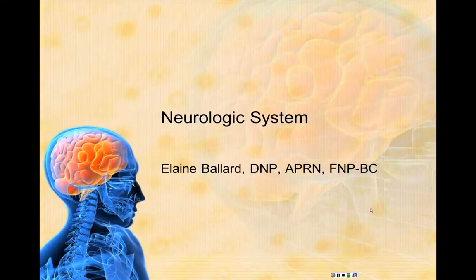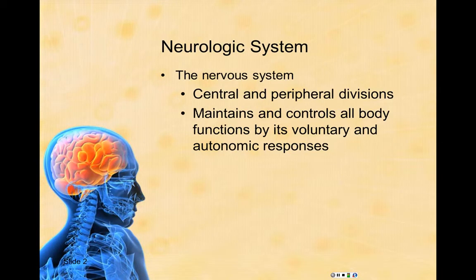We're going to talk about the neurological system, and I'm going to be going over the assessment of the neurological system today. So first of all, let's take a look at the nervous system. The nervous system has central and peripheral divisions, maintains and controls all body functions by voluntary and autonomic responses. The neurological system remains a critical way in the clinical decision-making process.